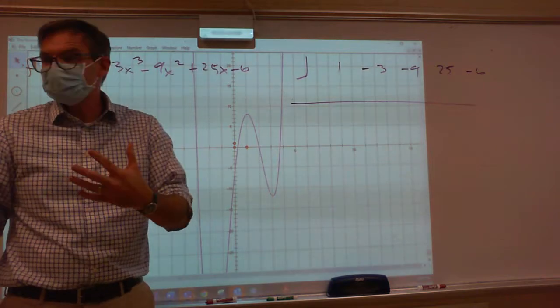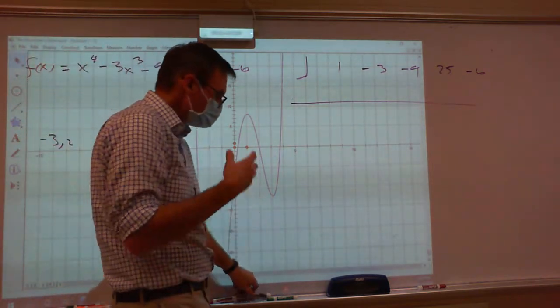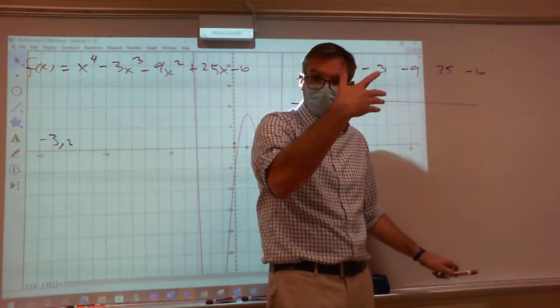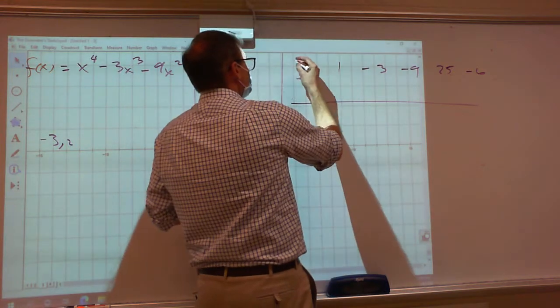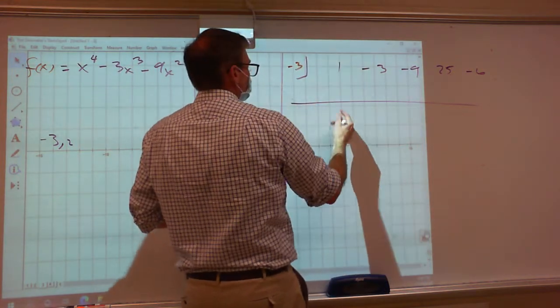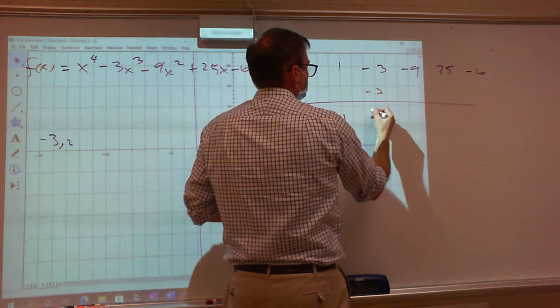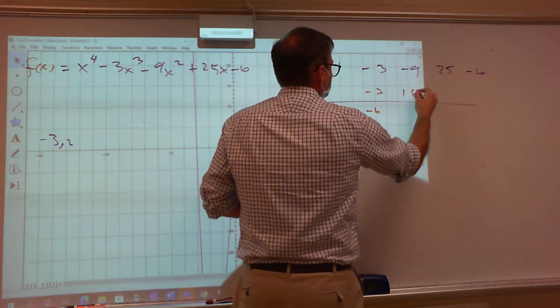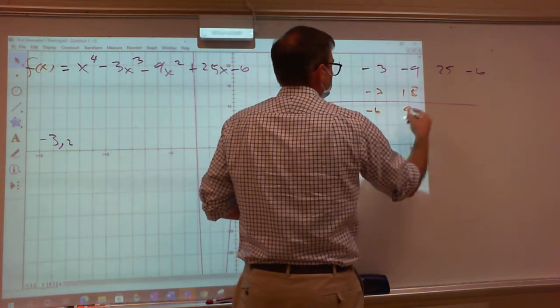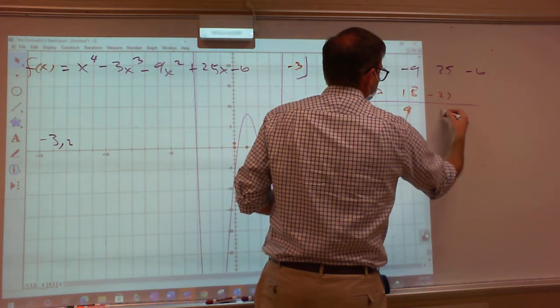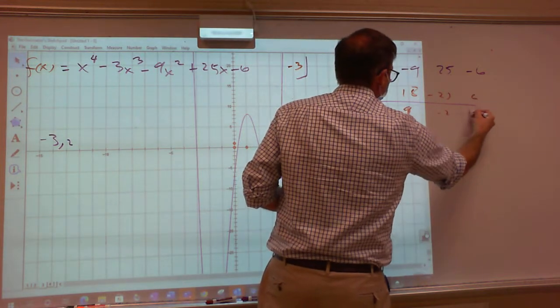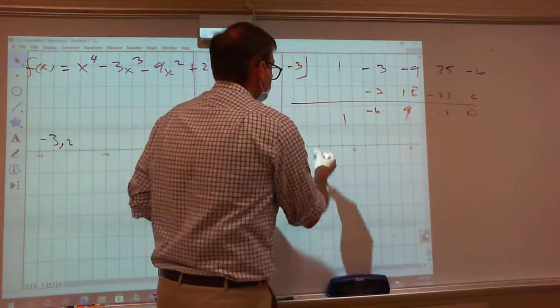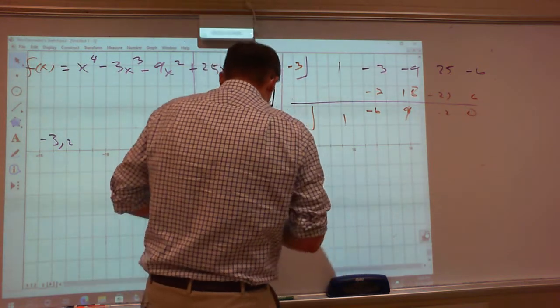Since most people started with 2, I'm going to start with negative 3 just to show that you can compare. If I start at negative 3, I bring down the 1. This time this is negative 3. I get negative 6, 18, 9, negative 27. I get a negative 2, 6. I get a 0, right? And then next, 2.